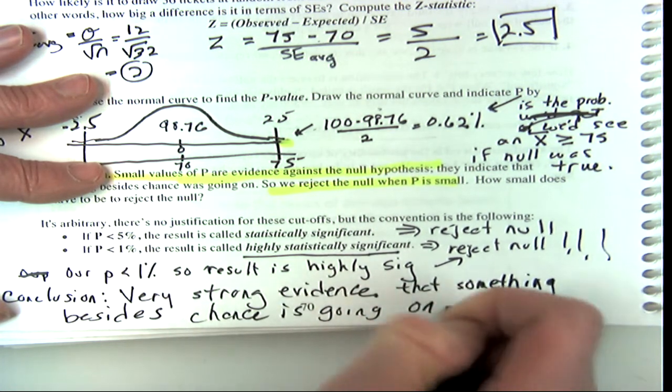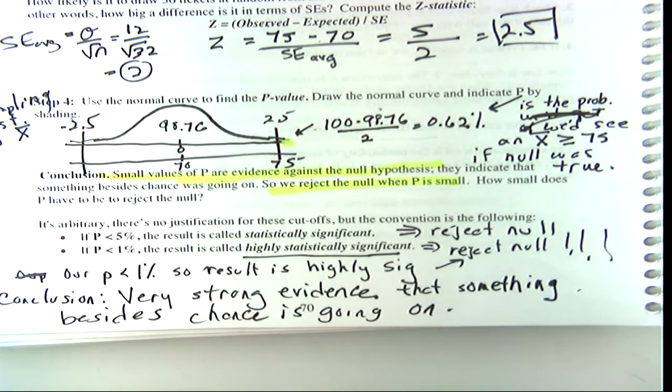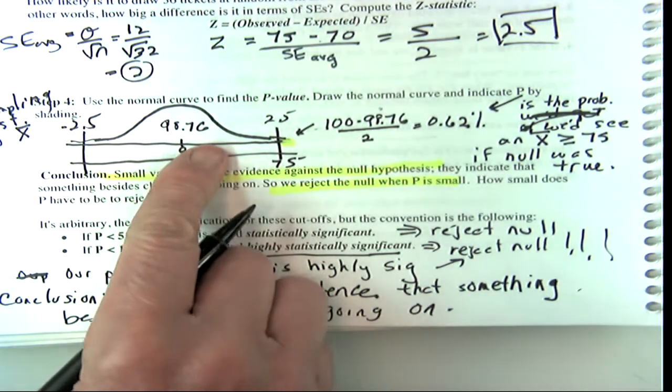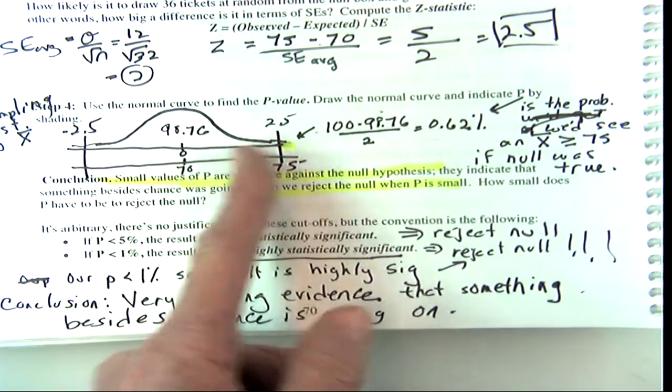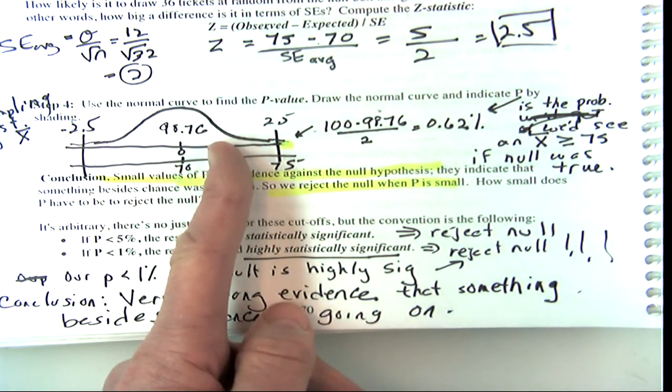Now, why don't we just accept the null? Let's do an example where we're going to accept the null, and you'll see why we don't just accept the null. I mean, if we had a huge p-value. Let's move on. Okay, so now example 2.